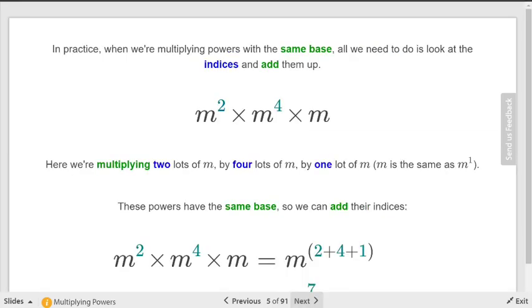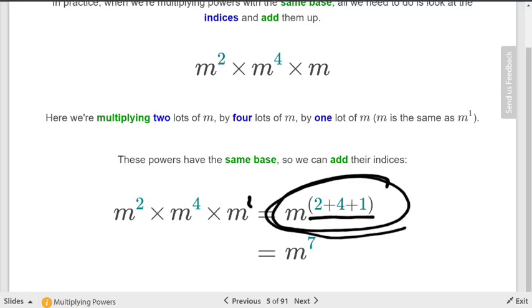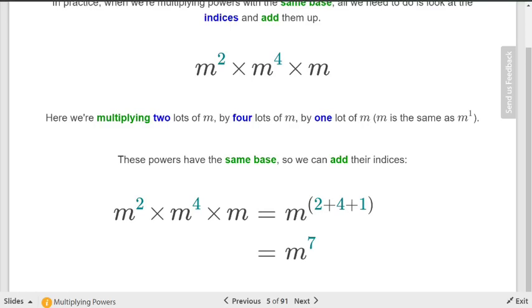All right. What if you have more than one base? Do you think it'll change the process? No. So m to the second times m to the fourth times m to the, no exponent, which means m to the what? 1. Just take them all and add them up. All right? But again, I want to see this step for this homework. Okay? All right.